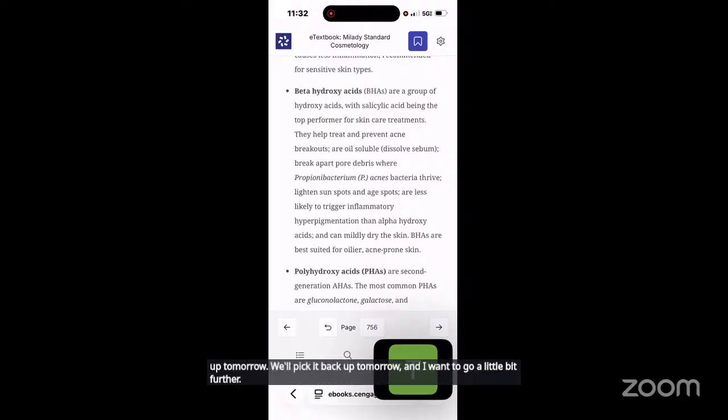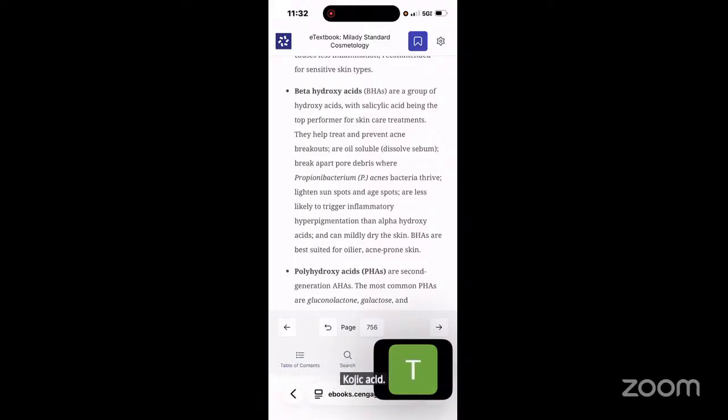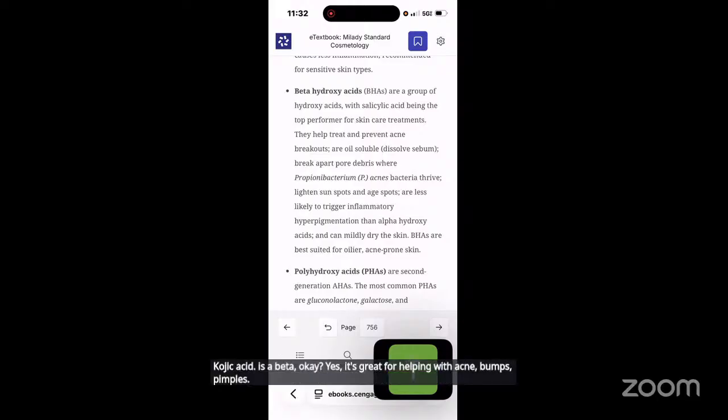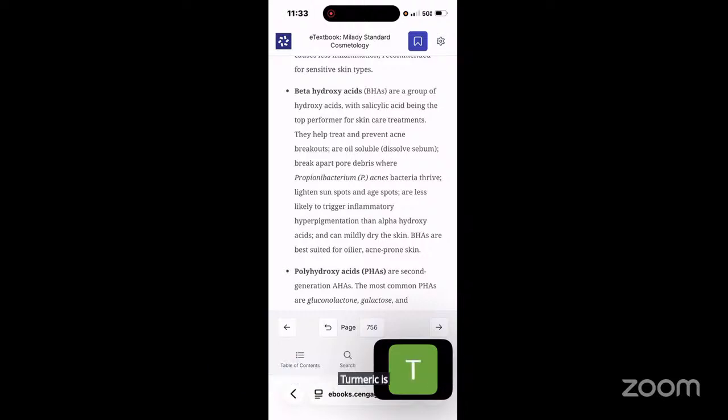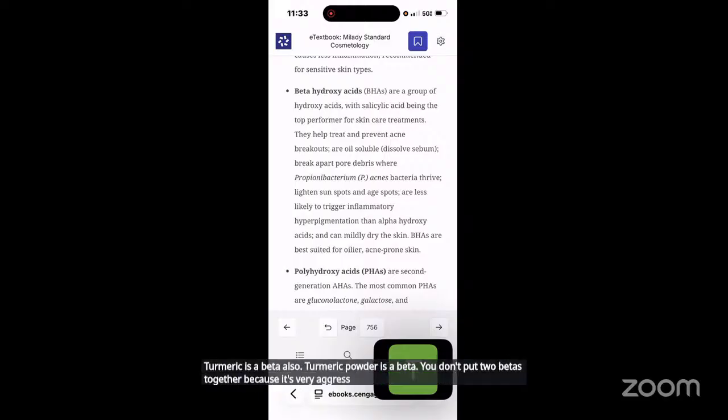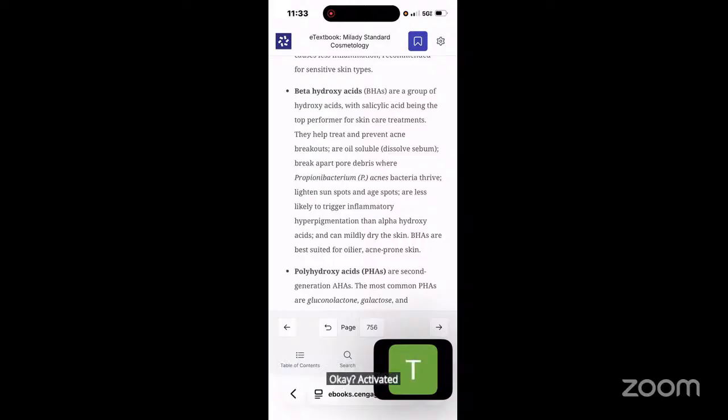But when you see people saying kojic acid, like on TikTok, they're selling soaps that say kojic acid is a beta. Okay. Yes, it's great for helping with acne, bumps, pimples, all of that stuff, right? It's a beta. Turmeric is a beta also. Turmeric powder is a beta. You don't put two betas together because it's very aggressive on the skin. It could cause a skin burn. Okay? Activated charcoal is a beta also.